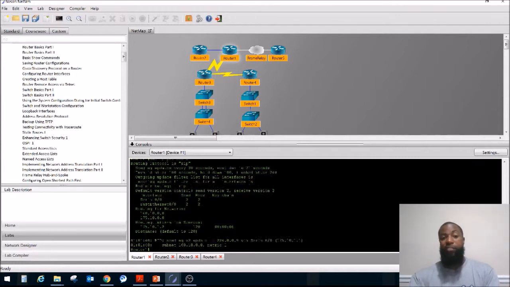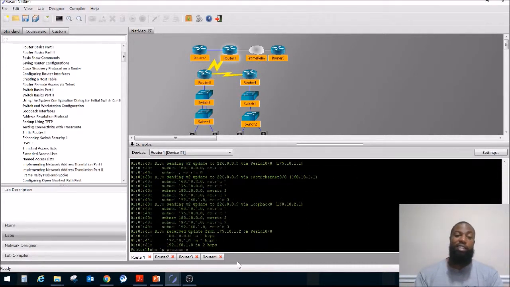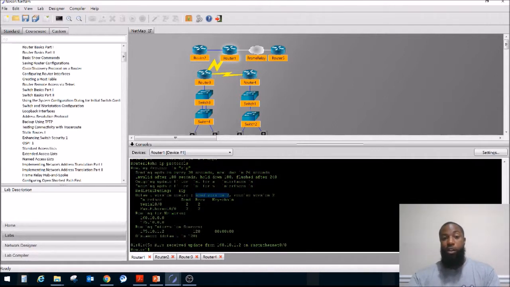We are, yes, sending version 2. I'll do that again. These debugs are getting annoying. Send version 2, receive version 2. So yes, we are sending and receiving version 2.